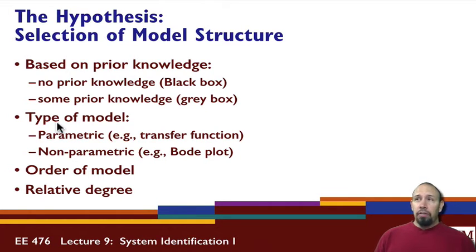What kind of model are we looking for? A parametric model, for example, a transfer function, is that what we're looking for? Or are we looking for a non-parametric model, for example, a Bode plot, or a Nyquist plot? These are two different types of models that we may be looking for. And actually, when we do the system identification process, we're primarily looking for a parametric model. However, we will also use a non-parametric model to evaluate the parametric model.